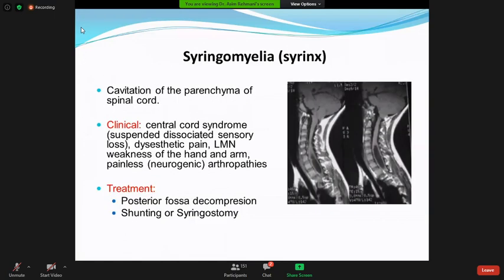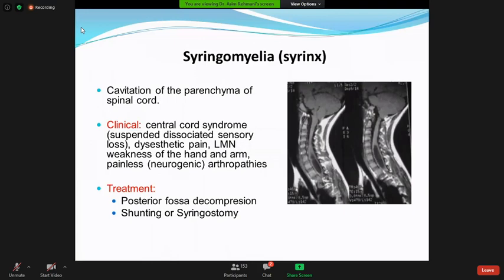Syringomyelia is basically a cavitation of the parenchyma of the spinal cord. The difference between a syrinx and the central canal is that the central canal is usually found in the center of the spinal cord, while a syrinx is usually eccentric in its location within the cord parenchyma.